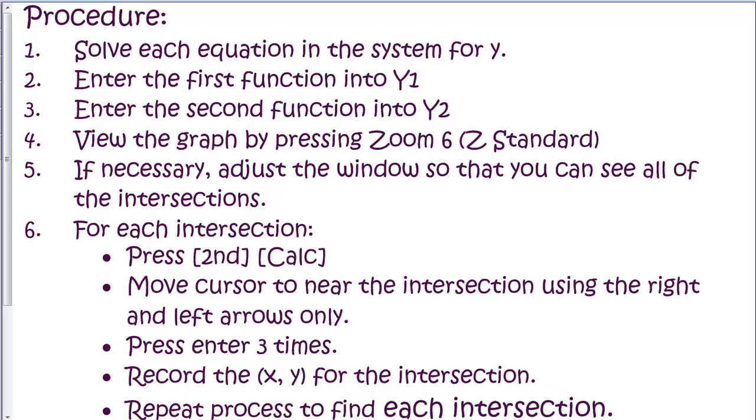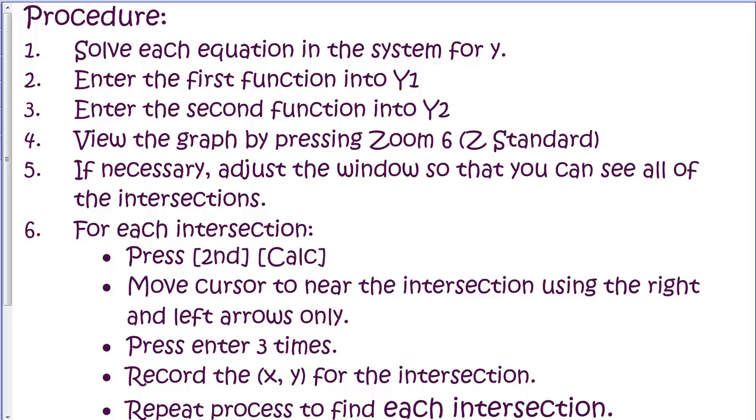We'll initially graph it by pressing the Zoom 6 button. We've done these in other tests. That resets our window to a standard window called Z standard. It essentially has 10 units in each direction on the coordinate plane. We need to be able to see all of the intersections in the problem, so we may have to adjust the window in order to see our intersections.